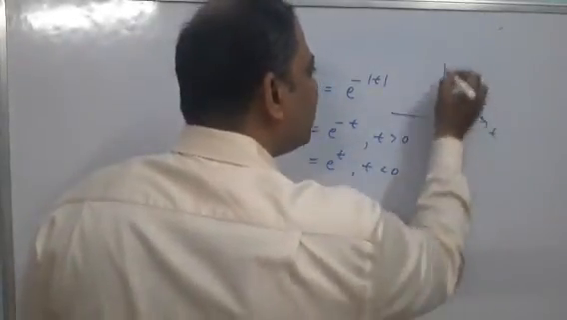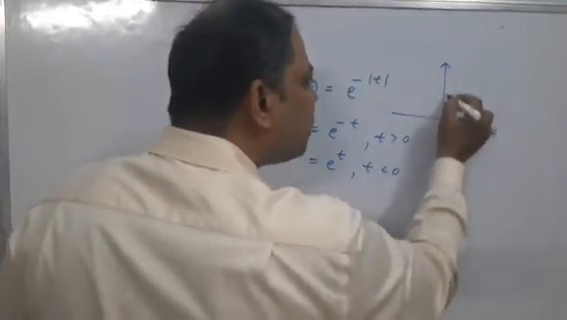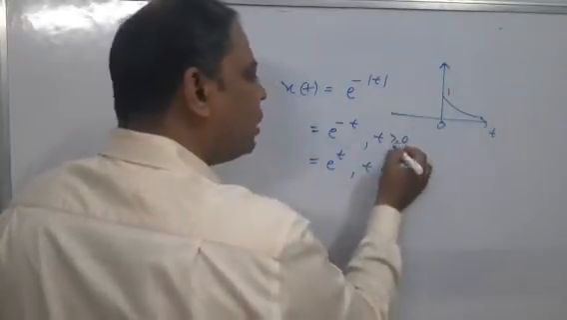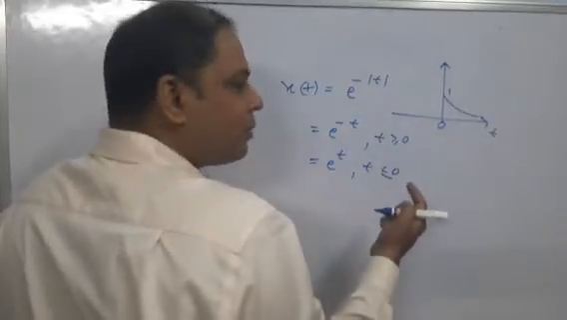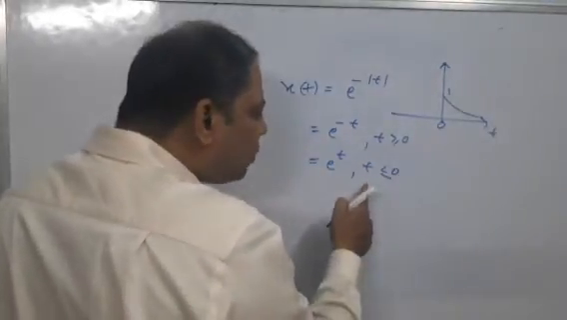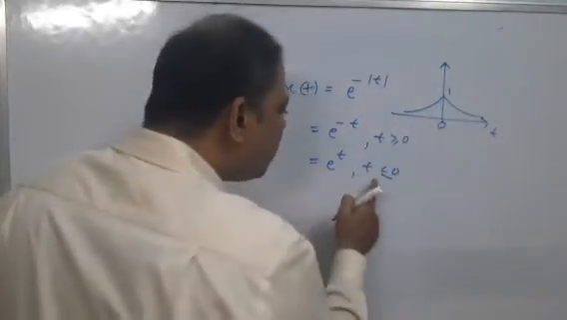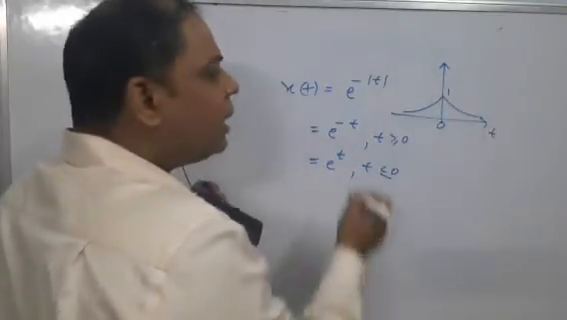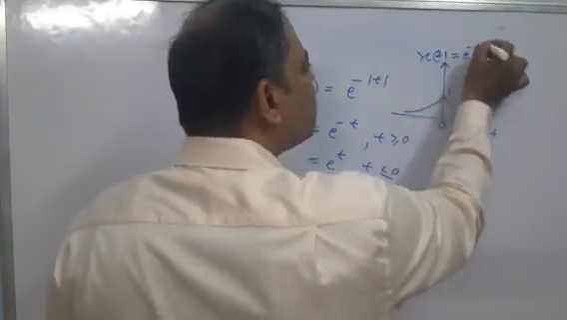So now if you sketch, what type of sketch will you find? See here, this is the time axis. For t greater than 0, e to the minus t means this, and the value is 1. Actually you can put greater than or equal, there is no problem, because at 0 both have value 1. Now for t less than 0, the value is e to the t, that means rising. If you put t is equal to 0, the value is 1, e to the 0 is 1. So this is the sketch of x(t) which is equal to e to the minus mod t.